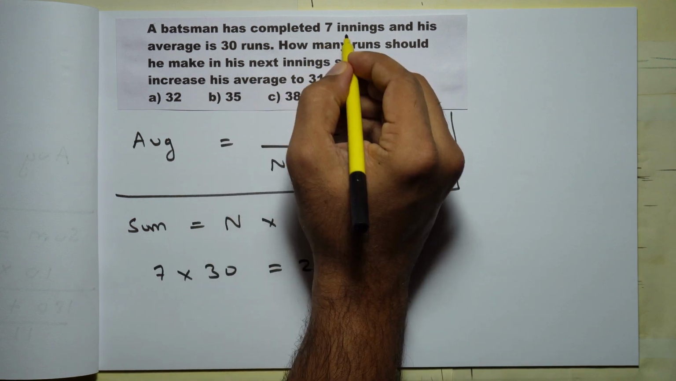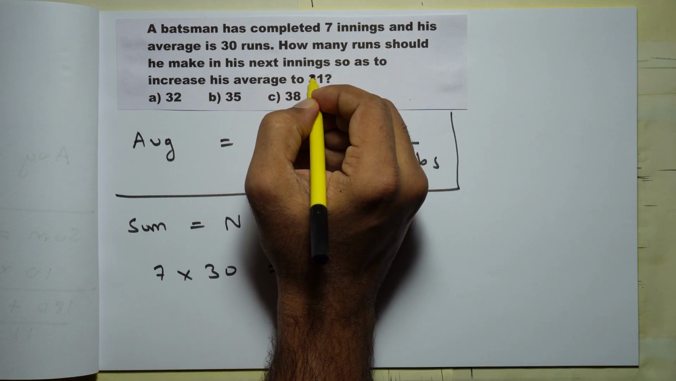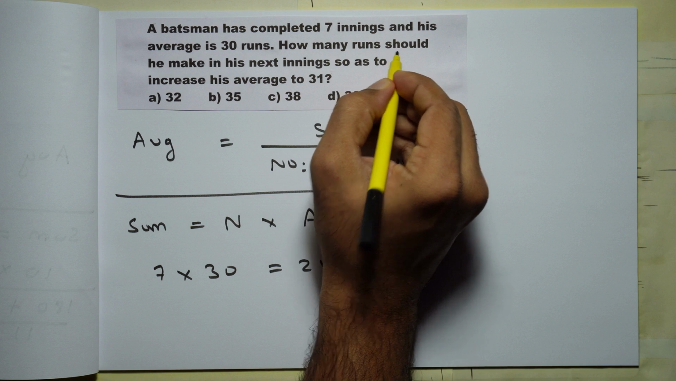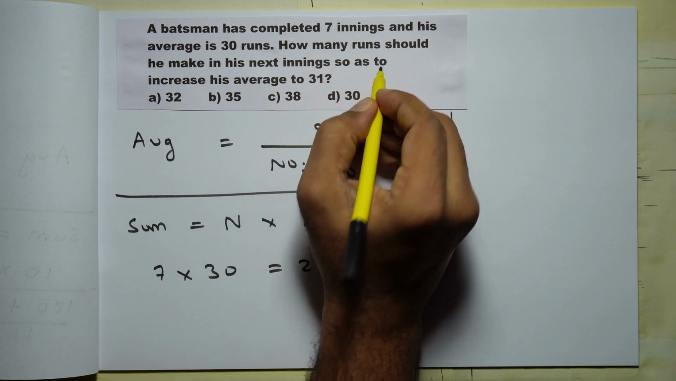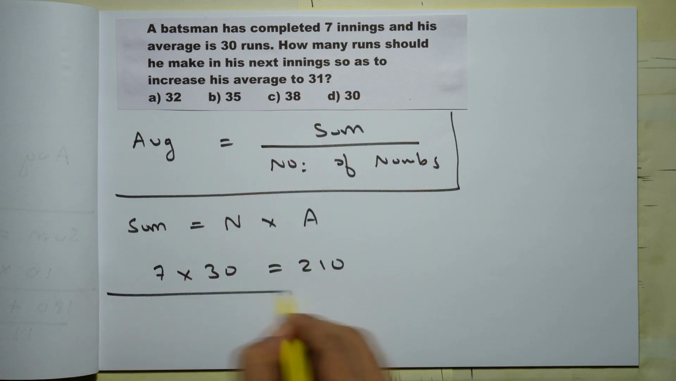His next innings will be the 8th innings. Initially he has played 7 innings. Next innings will be the 8th innings. So how many runs should he make in his next innings so as to increase his average to 31? So we'll form the equation.